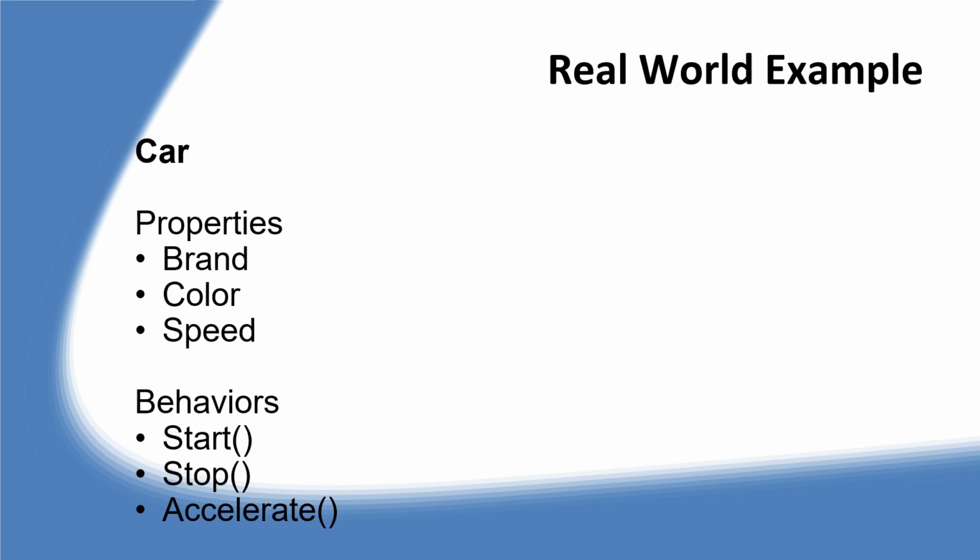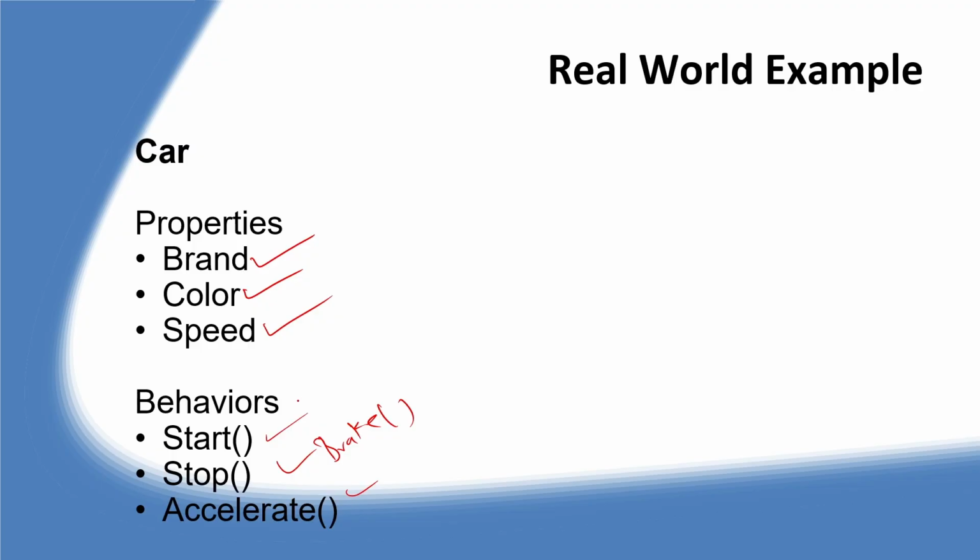Let's understand object-oriented programming using a car. Imagine a car. The car has several properties. It will have brand, color, speed, and it will also perform some actions, right? Start, stop, accelerate, brake. So these are the actions this car is performing. We call it behavior or functionality.